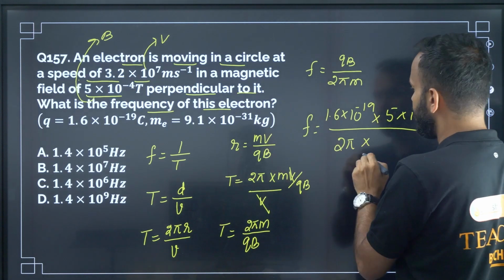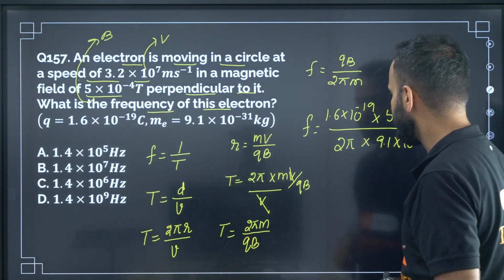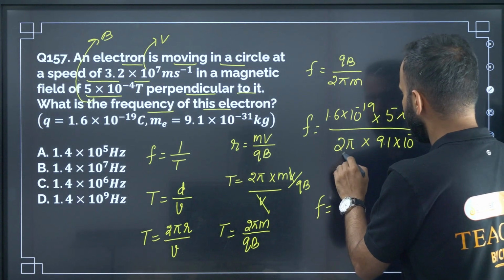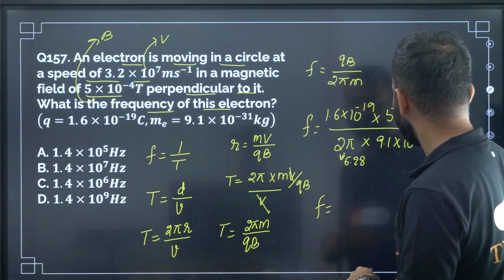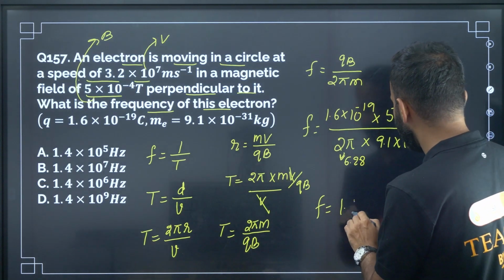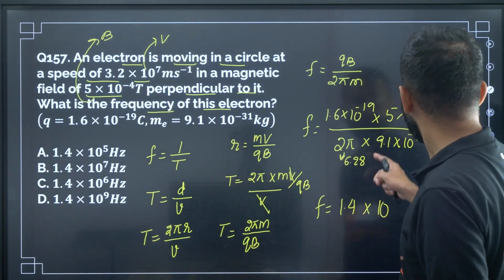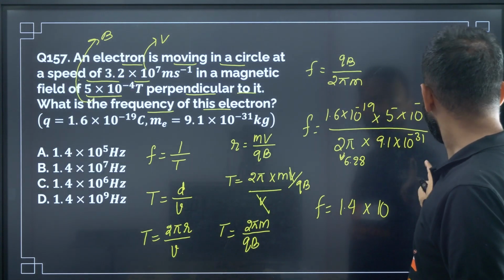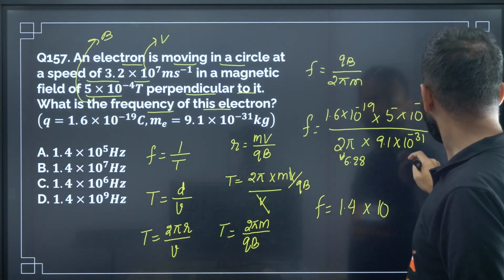M is the mass of the electron, 9.1 into 10 to the power minus 31 kg. Now f is equal to, here 2 pi is 6.28, right? So here f is equal to 1.4 into 10 to the power minus 19 into 10 to the power minus 4, which is 10 to the power minus 23. Right? So this will be 10 to the power minus 30.